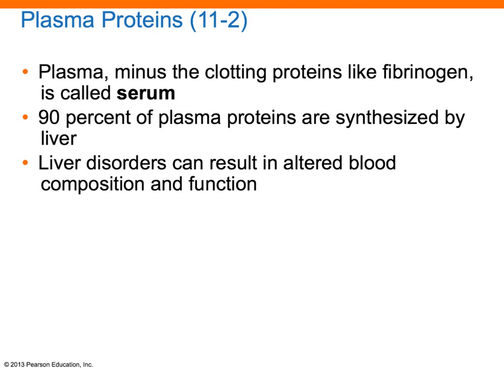As we go along, or as you read, you might sometimes hear the term serum. And serum is simply the plasma, the liquid, but the plasma without the clotting proteins like fibrinogen. So that's what serum is, and 90% of the plasma, as you heard me mention, is synthesized by the liver. And sometimes liver disorders can result in altered composition and altered function of blood. That's because if the liver malfunctions, you have a whole bunch of plasma proteins that are not going to be made properly and won't be able to do their job.